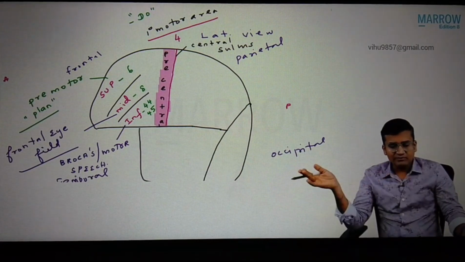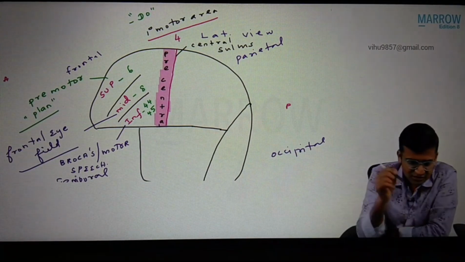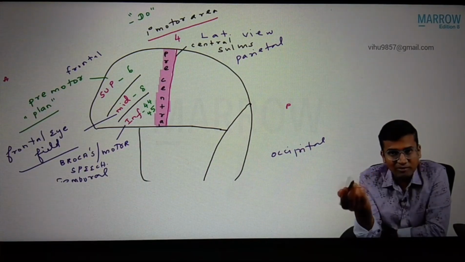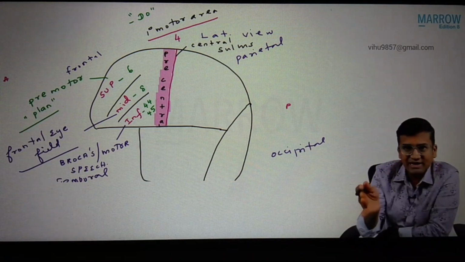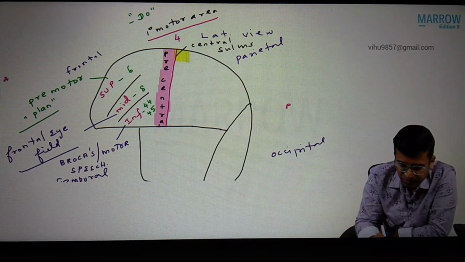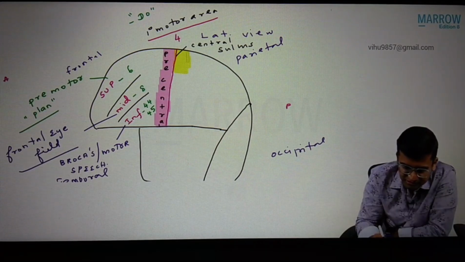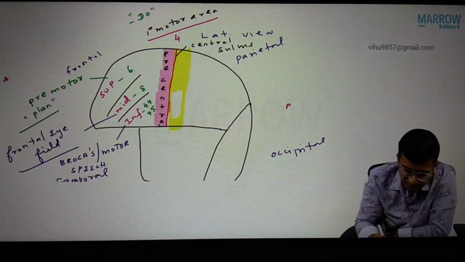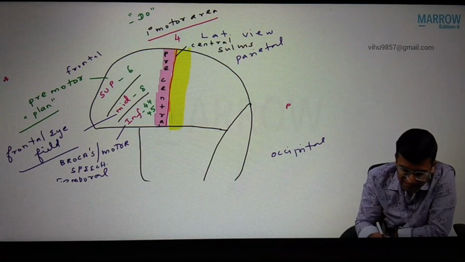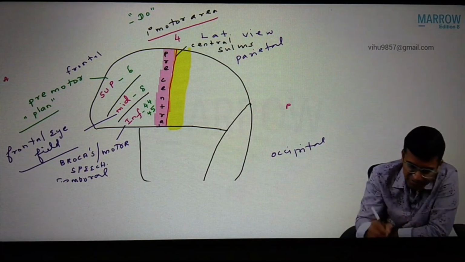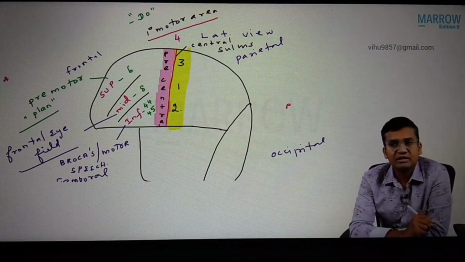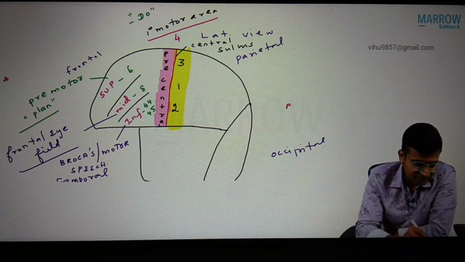Now come to the postcentral gyrus. So central sulcus, precentral gyrus, area number 4, primary motor area. Just behind the central sulcus is the postcentral gyrus. I am talking about this area. Now postcentral gyrus, area number 3, 1, 2. That is the primary sensory area.